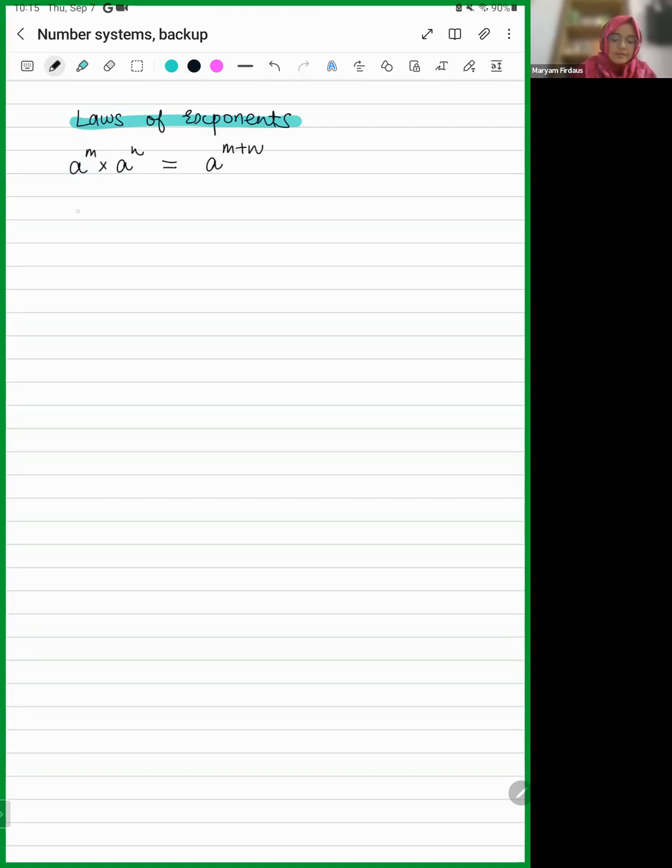Then if you have the same thing, I'm just going to replace this multiplication sign with a division sign. So a to the power m divided by a to the power n is equal to a to the power m minus n. Very good. What is a, what is m, what is n? These are just numbers.